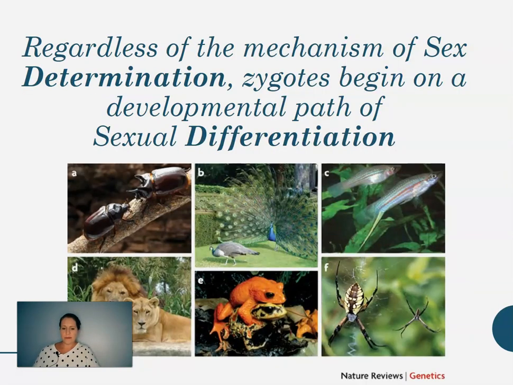So again, what we see here at the end is that even if the mechanism of sex determination is different, if it's genetic or environmental, if you are one sex from the onset or you switch at some point in life, whatever the mechanism of determination is, the pathway to differentiation is very similar across all of these different species of sexual reproductive animals.